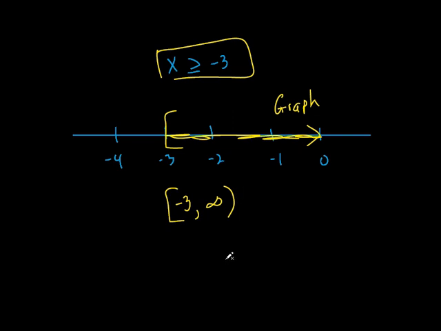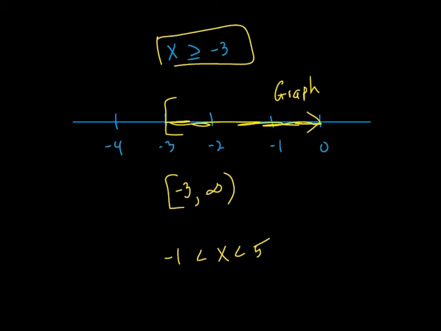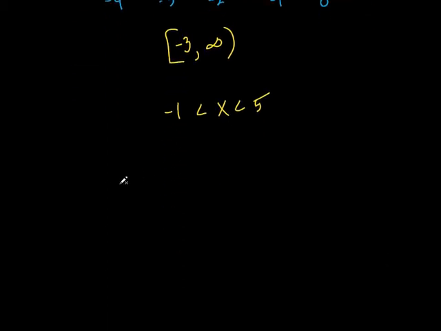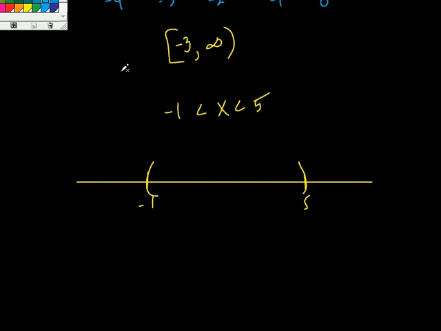Okay? What if we had something like this? I know. What if we had something like that? You've seen that before, haven't you? This means x is between. Watch this. Just put a -1 here and a 5 here. If we were to graph it, what would it be? X is greater than -1, right? So we put a parentheses here, a parentheses here. We shade everything in between.